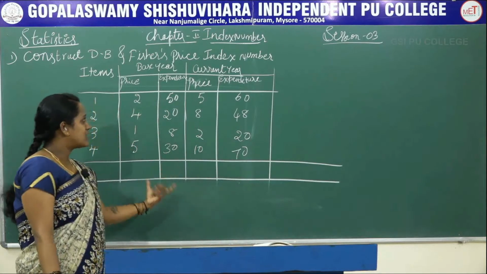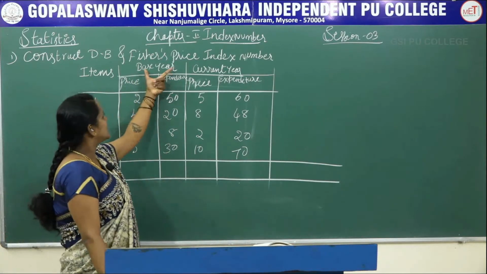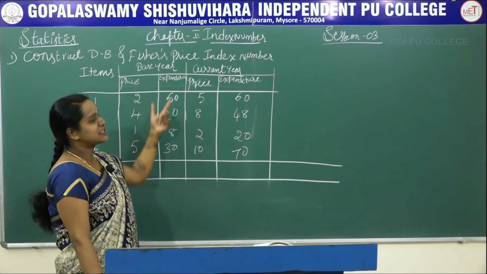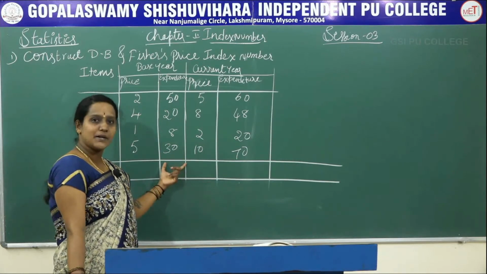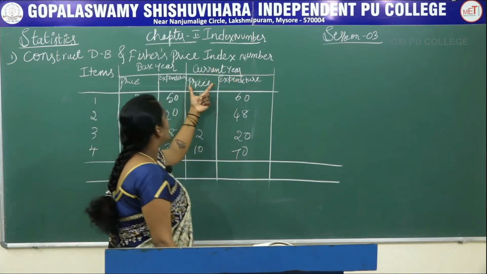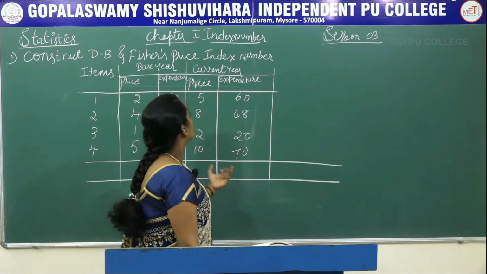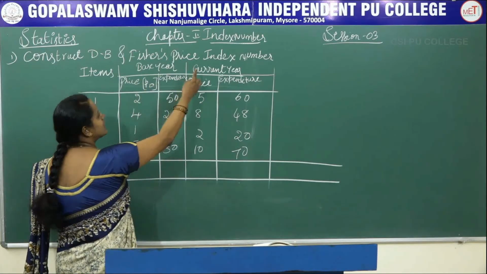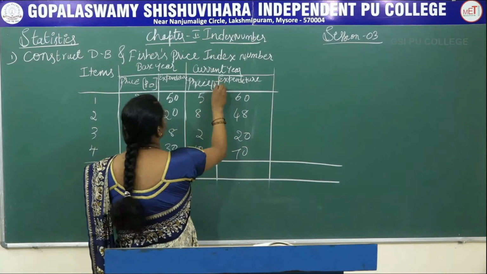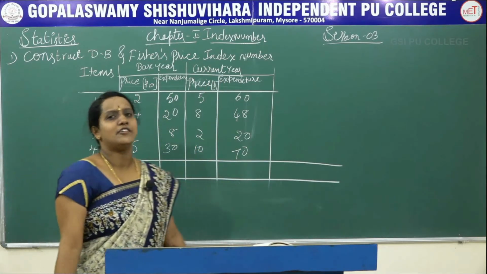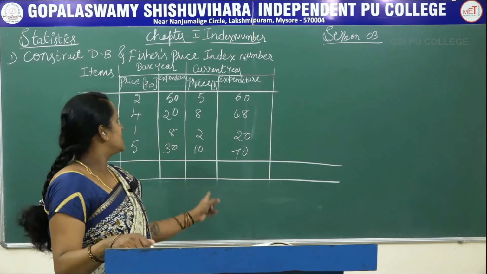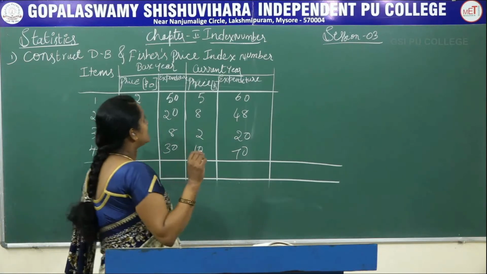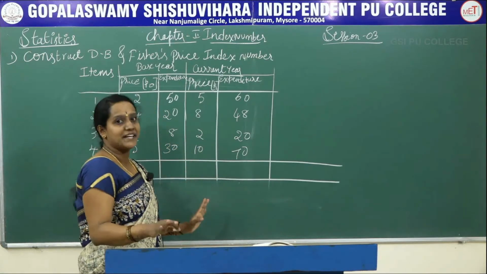This is the data they have given: items, base year and current year. Under base year, they have mentioned price and expenditure. This is not a quantity, this is an expenditure. And under current year, it is price and expenditure. We know that base year price is always denoted with P0 and current year price is denoted by P1. In this problem, they have not mentioned the quantities. They have given only the expenditure. So, for this, we have to calculate quantities first.